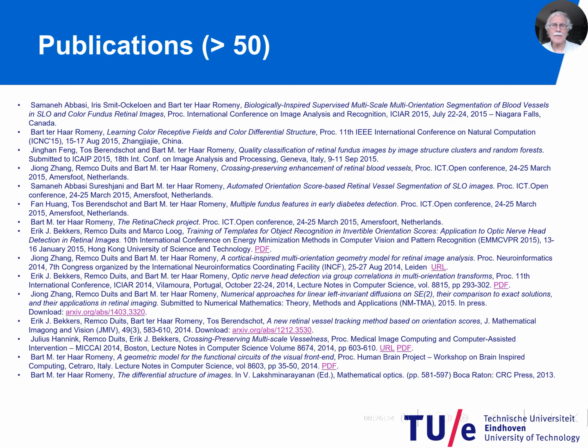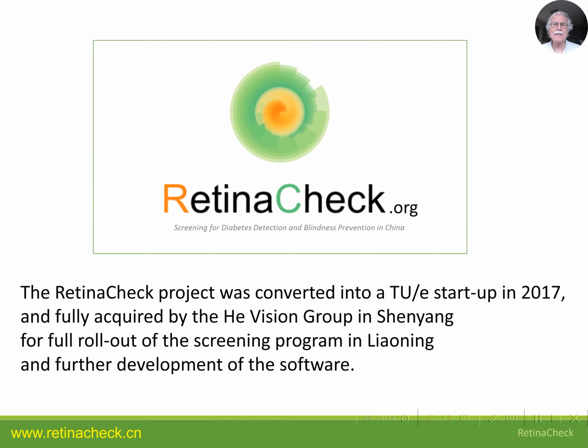so people can even do it at home. We managed to publish a lot of publications, over 50. We had 4 PhD students and a postdoc. The PhD students have now finished their project, and this Retina Check project was converted into a TUE startup in 2017, and it was fully acquired, including all the software, by the He Vision group in Shenyang. And they are now rolling it out in a Chinese environment, and we were very happy that this happened, so all our efforts in setting up this software are now rolling out in this large Retina Check project.